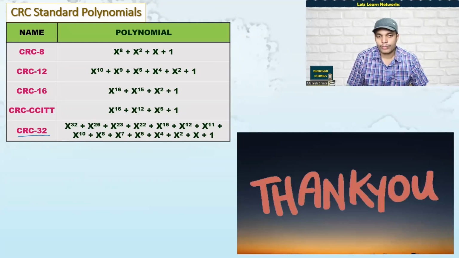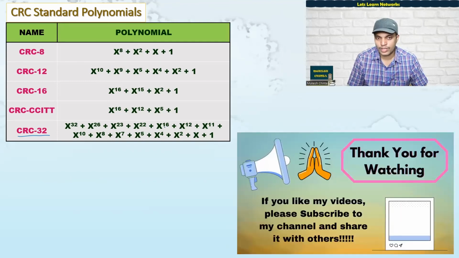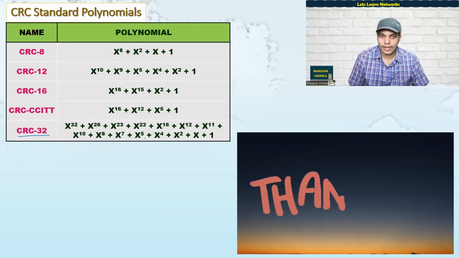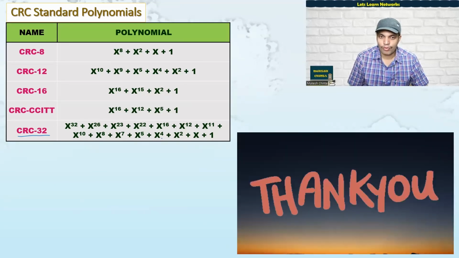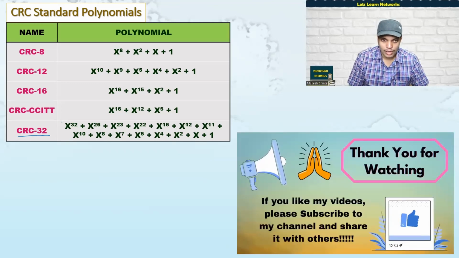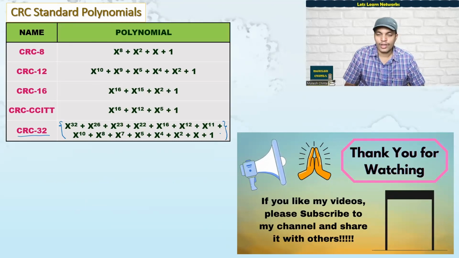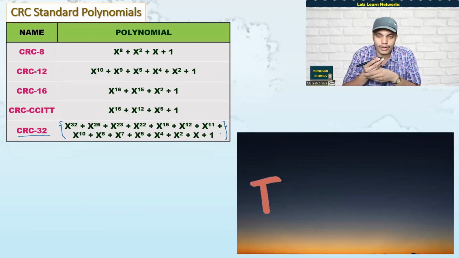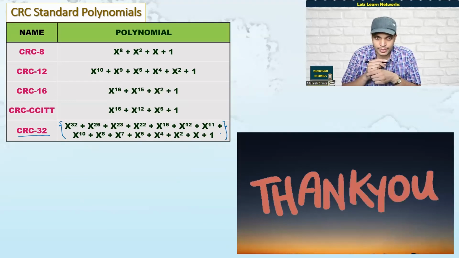So x power 32 plus x power 26 plus x power 23 plus x power 22 plus x power 16 plus x power 12 plus x power 11 plus x power 10 plus x power 8 plus x power 7 plus x power 5 plus x power 4 plus x square plus x plus 1. This is the fixed standardized generator polynomial to use, as I told you, because both the sender and receiver have to decide upon the same generator polynomial for implementation of CRC methods.